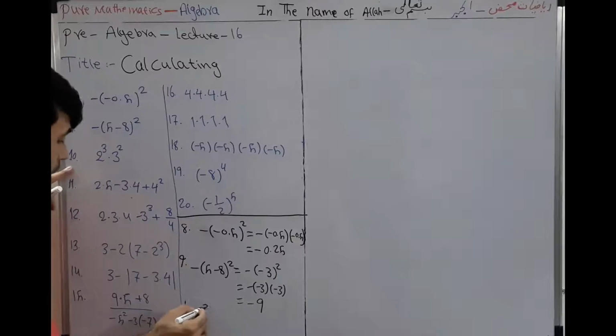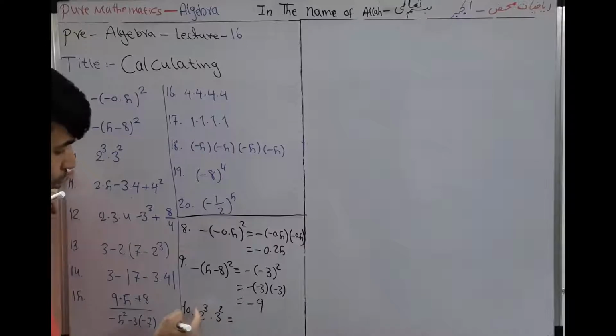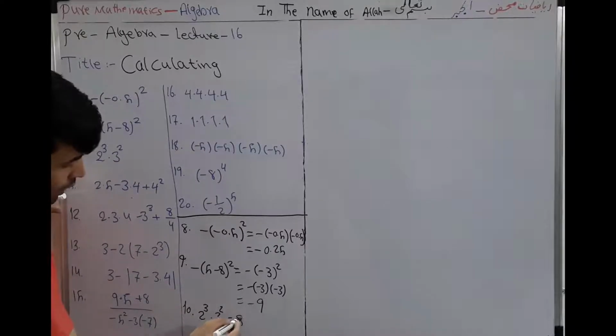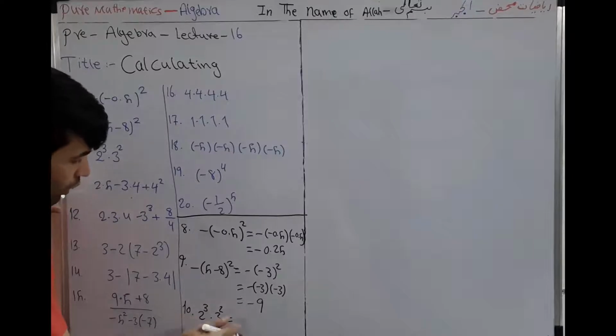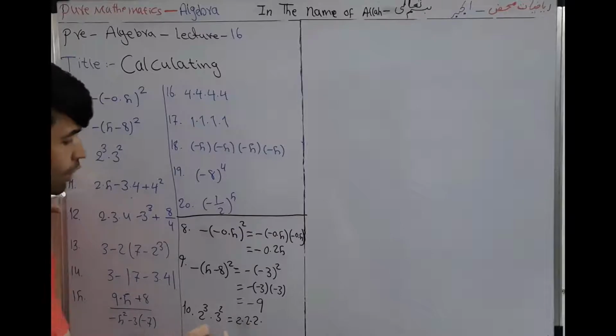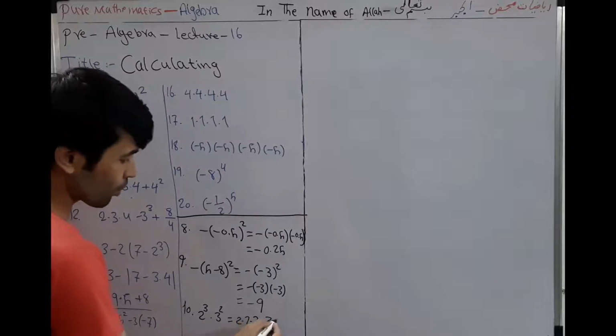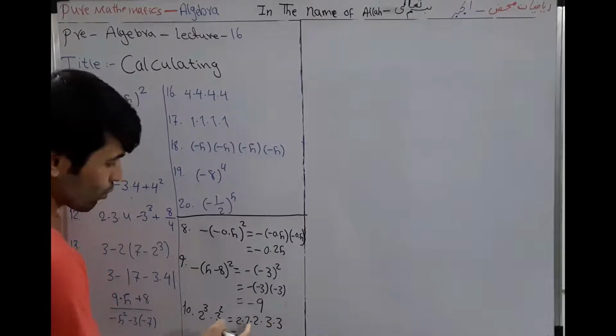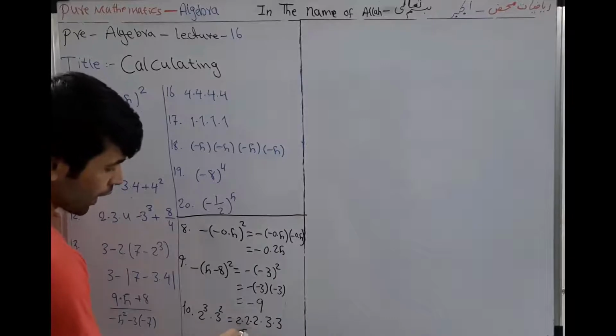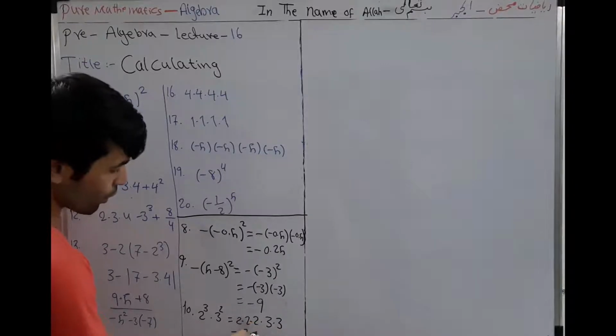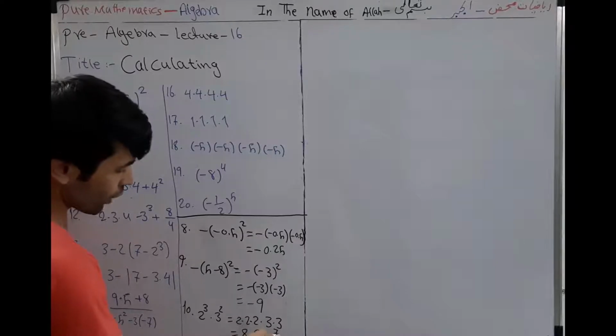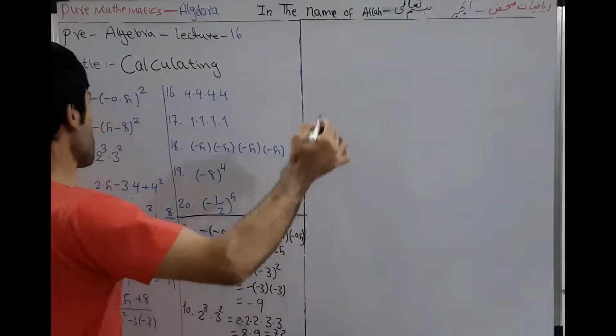Number 10: 2 to the power 3 multiplied by 3 to the power 2 is equal to 2 to the power 3, which is 8. We can write 2 multiplied by 2 multiplied by 2, 3 times, and 3 multiplied by 3, 2 times. It is equal to 8 multiplied by 3 multiplied by 3, which is 9. 8 multiplied by 9 is 72. It is the result.